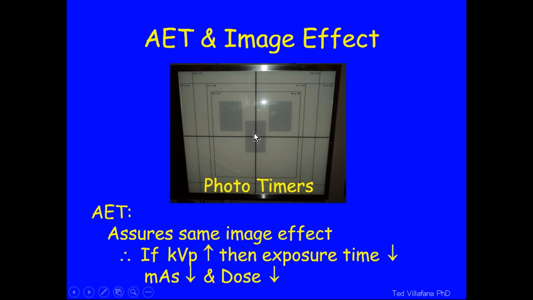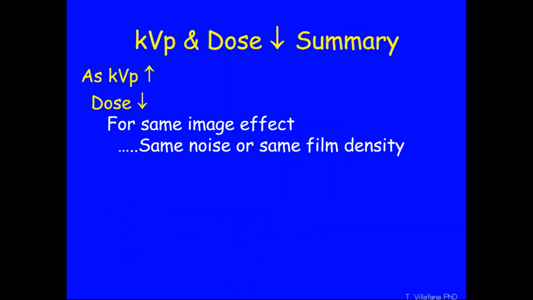When you have phototimers, the role of the phototimers is always to turn the machine off at the appropriate image value, at the appropriate number of photons arriving at the image plate, at the appropriate film density, at the appropriate amount of noise being registered at the image plate. Okay, so it assures that if you do go up in kVp, you automatically reduce the exposure time or the mAs, and therefore you automatically reduce the amount of dose. Okay? Okay, so here's a summary then.